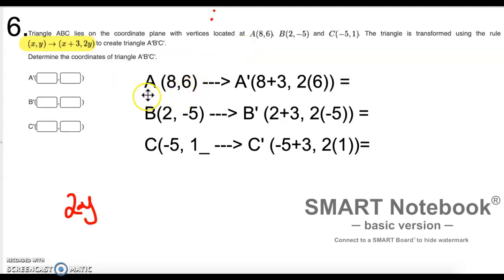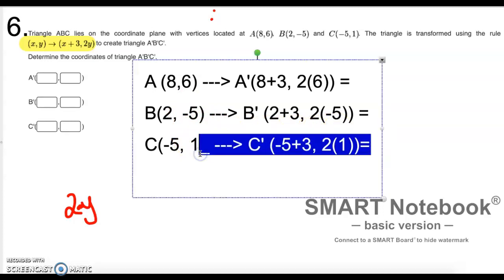So if point A is (8, 6), to find the coordinates of A prime, you'll take your x value, which is 8, and add 3 to it. You'll take your y value, which is 6, and multiply it by 2. Same thing for B. If our original coordinate is (2, -5), to find the coordinates of B prime, you'll take your x value, which is 2, and add 3 to it. You'll take your y value, which is -5, and multiply it by 2.